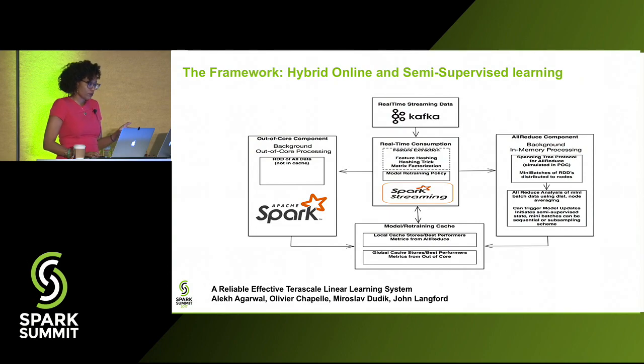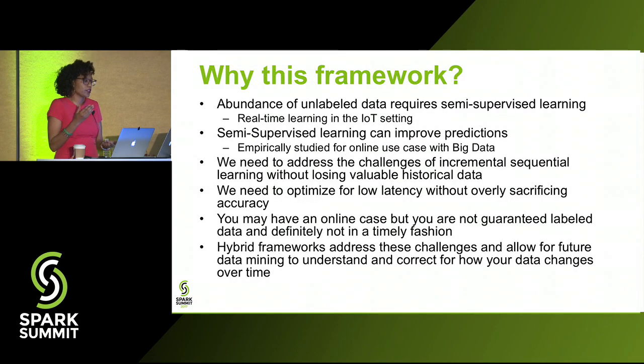Some of the features of this are that you can deal with an abundance of unlabeled data. You can have real-time learning in the IoT setting, which is something that I've been working on for the past year or so. You can have semi-supervised learning that can improve predictions. I think that's counterintuitive to a lot of people. They don't think that having this unlabeled data in the data set is going to help, but actually, empirically, we have seen improvements on classifications and predictions when including unlabeled data. We also need to address the challenges of incremental learning and optimizing for low latency, and the hybrid framework, I think, does all of these things very well.